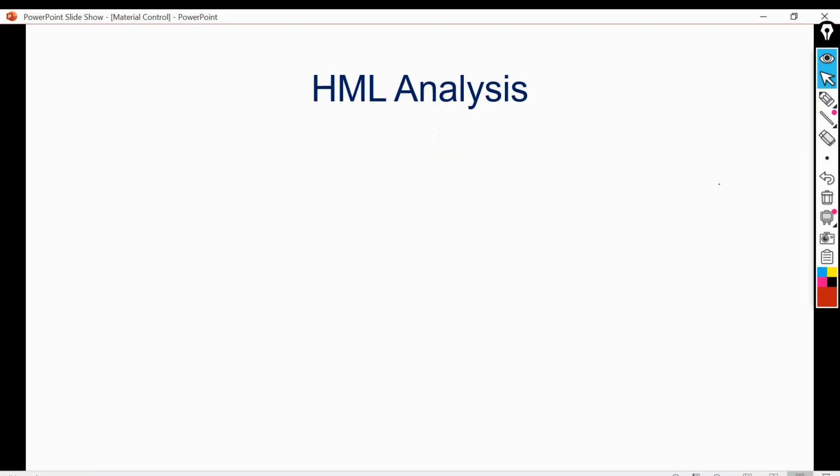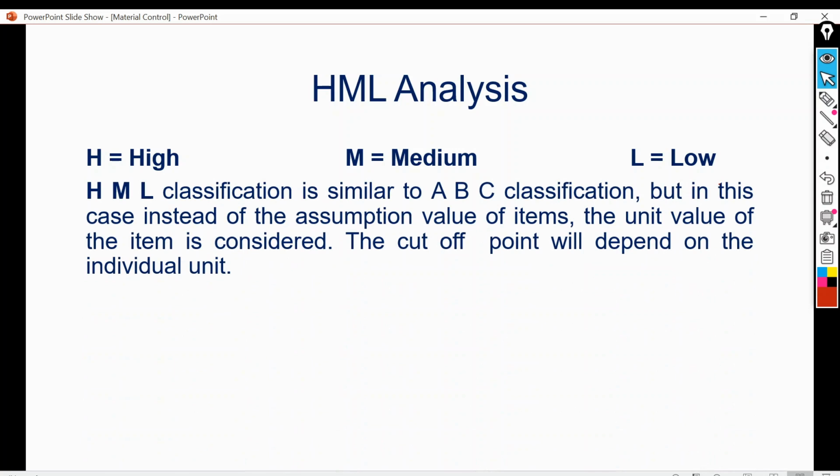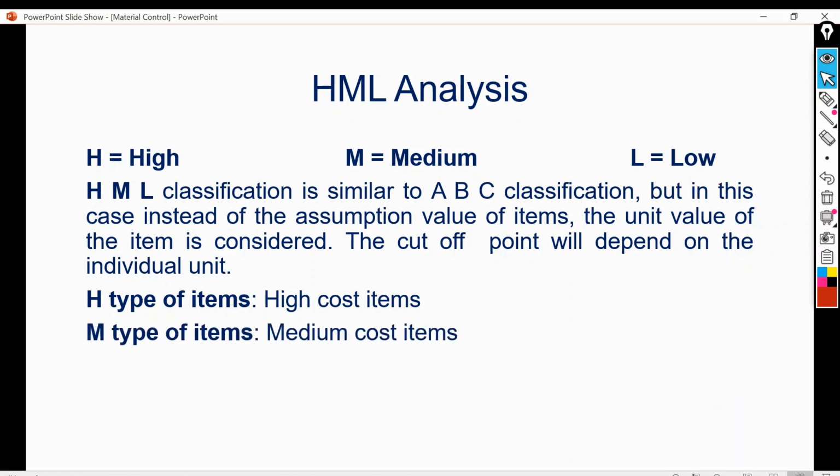Now next, HML analysis. H means high, M means medium and L means low. High, medium, low classification is similar to ABC classification, but in this case, instead of the total value of the item, the unit value of the item is considered. The cutoff point will depend upon the individual unit. H type of item, high cost item. M type of item, medium cost item. L type of item, low cost item.